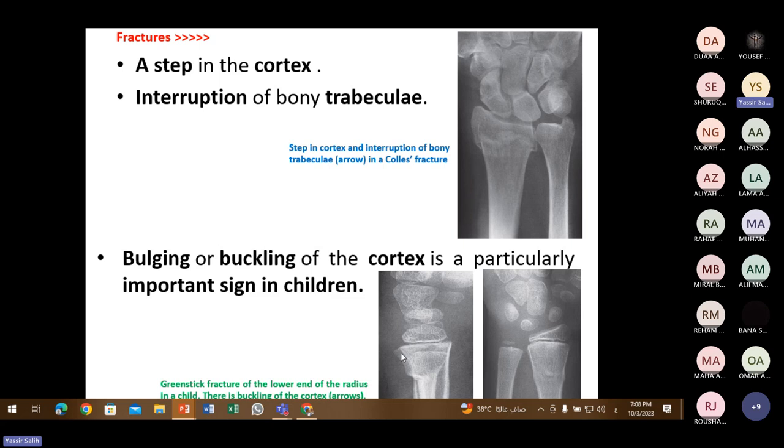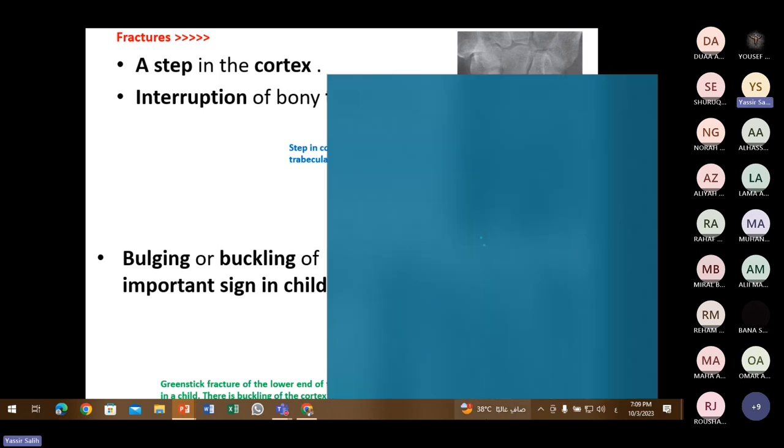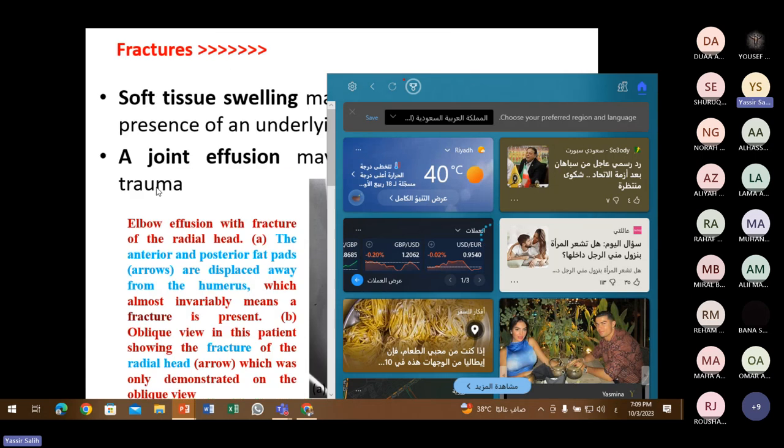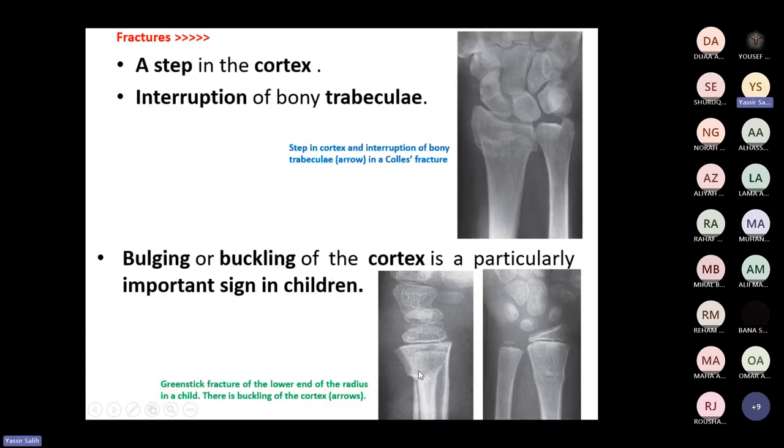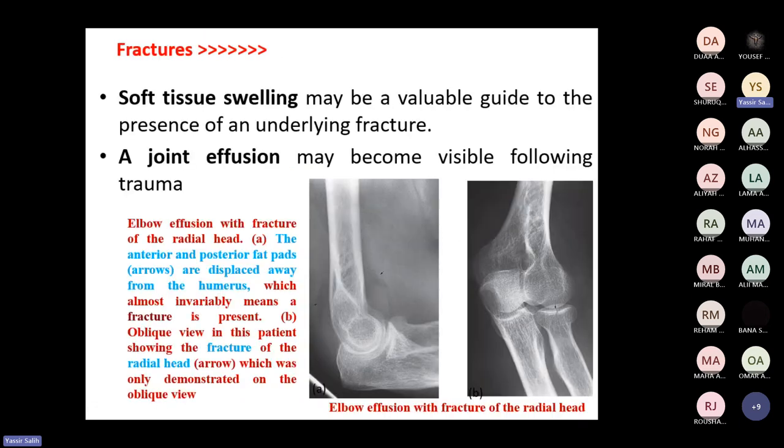Of course this picture is blurred, it has a double shadow, as if the patient moved his hand. They call it a double shadow, but look to this point, you can see there is a bulging here. This is buckling or bulging, meaning swelling in the cortex, but this is commonly seen in pediatrics. They call it green stick fracture. Green stick fracture is characterized by this sign, which is bulging or buckling.